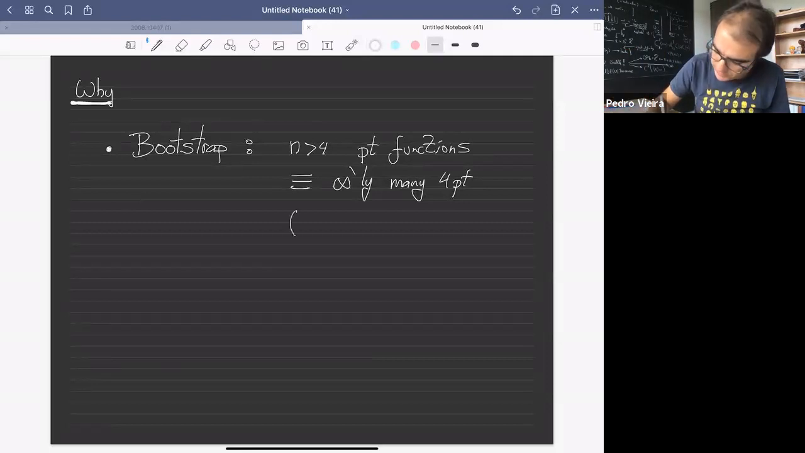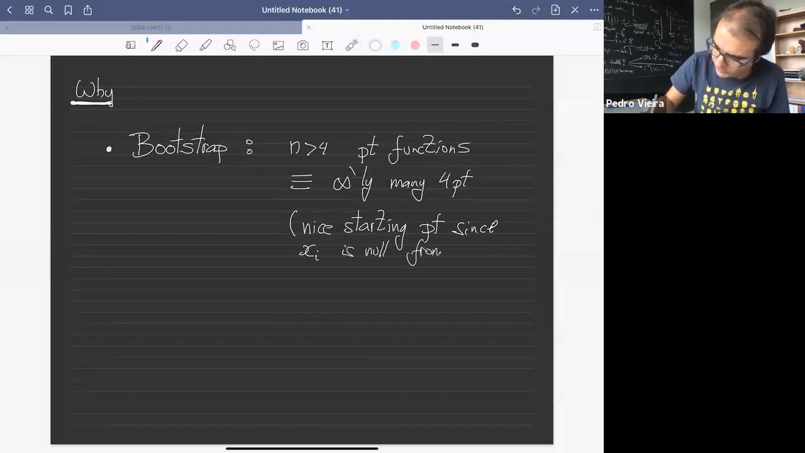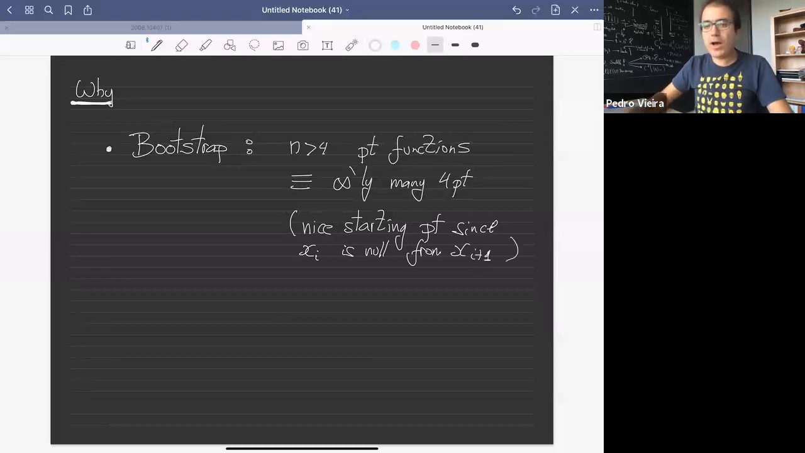So here, it's a nice starting point for these higher point explorations, since you have many points that are close to each other. xi is close to xi plus 1 in this null sense. And so quite a lot of points are becoming close to each other, and that simplifies the analysis a lot.